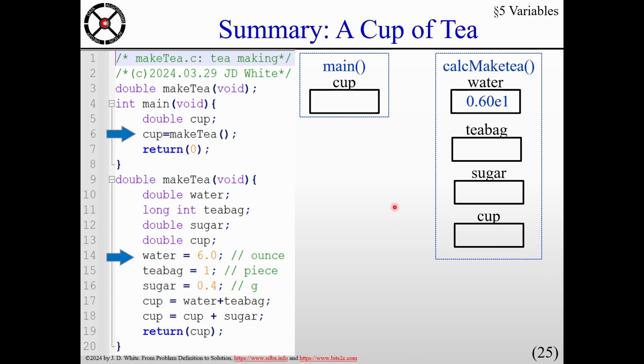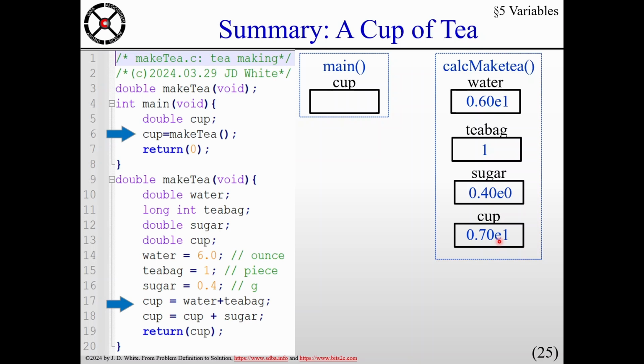I'm going to have 6 ounces of water. I think I'll have 1 tea bag, and 0.4 grams of sugar. Now I'm going to place the water. I'm going to take the water and the tea bag and put them into my cup.